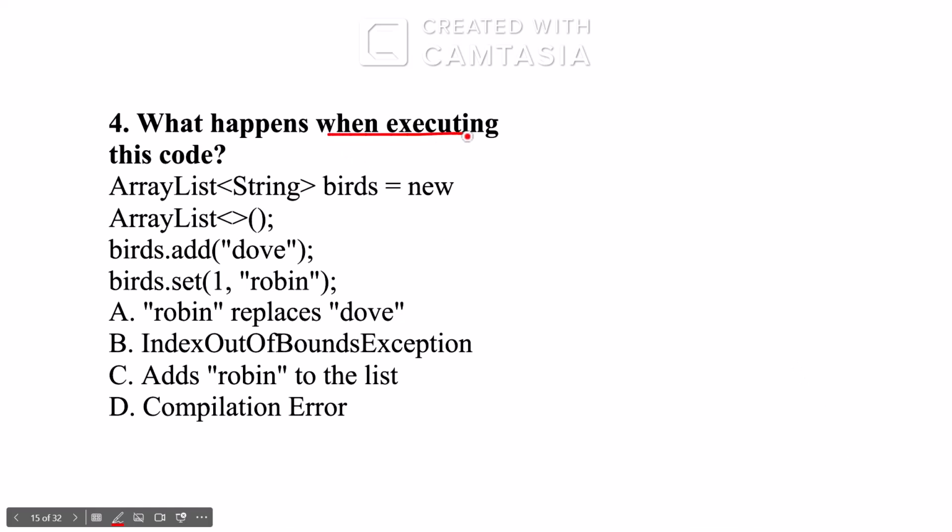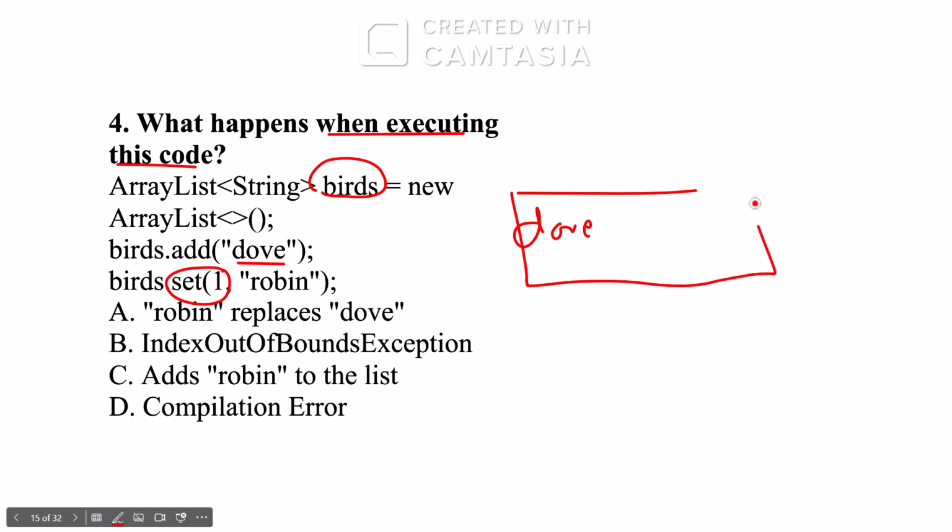What happens when executing this code? We are creating birds. Then first I am adding dove in that. We have added dove. Then at the first position, the set function is used to update the element. Please remember, the set function can work only if an element is available at that index. If a particular index does not exist in that array list, we cannot apply the set operation on that list.